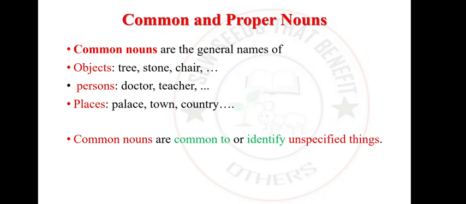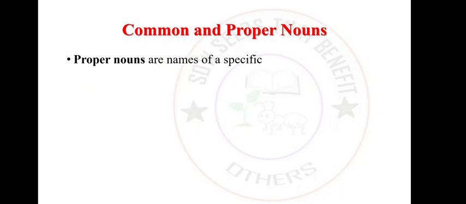So we say common nouns are common to or identify unspecified things. You've not specified it. We can add too many of them. In fact, nouns are too many to be counted. So whatever comes into your mind, any word that you can mention that applies to everything or many of its kind is a common noun.